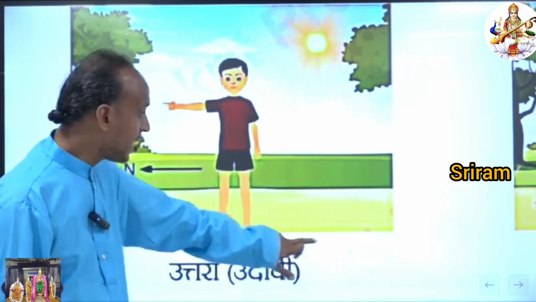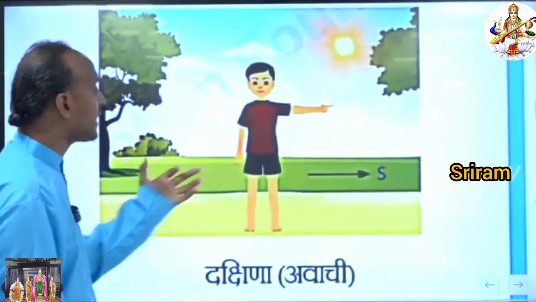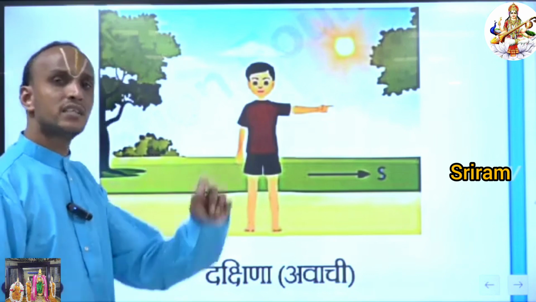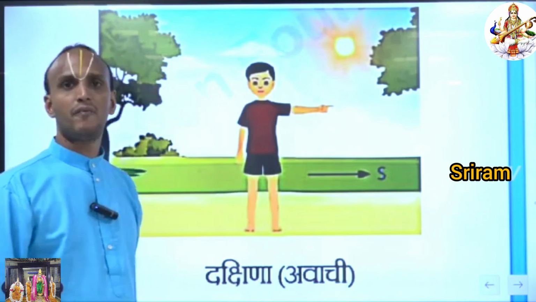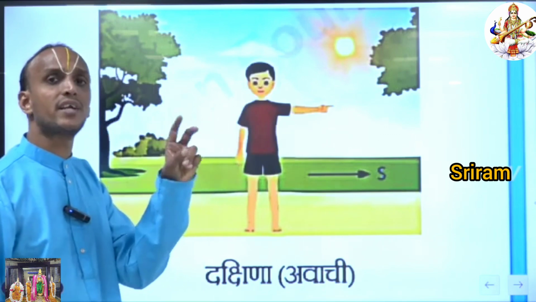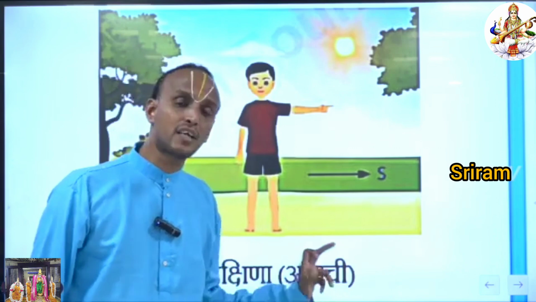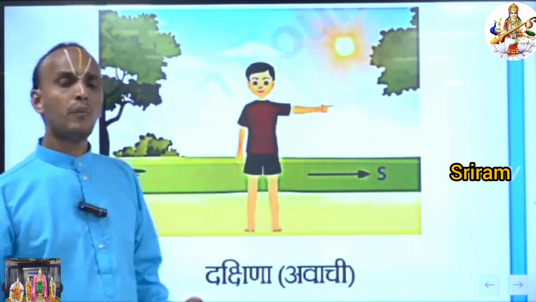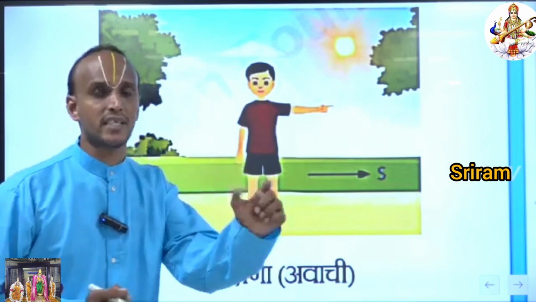Okay, children. Then the last one, Dakshinadik. What is meant by Dakshinadik? Dakshinadik means south direction. We have another name for south direction in Sanskrit, that is Avachidik. Avachidik means also south direction. What should we say in Tamil? In Tamil we have to say Terku Disai.